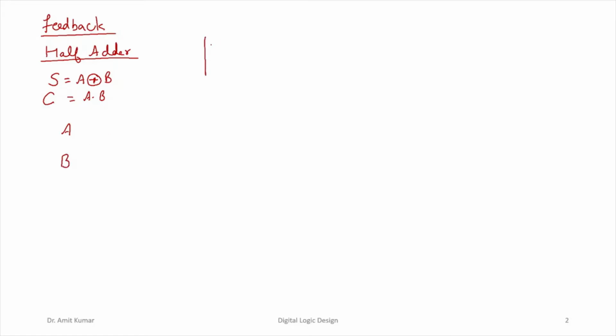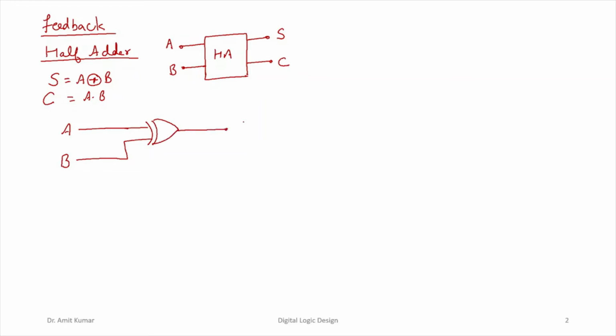If we represent the half adder with the help of a block diagram, the half adder has two inputs, input A and input B, and two outputs, S and C. If input A and input B are given, we use one XOR gate to realize the sum, and we use one AND gate to realize the carry, right?